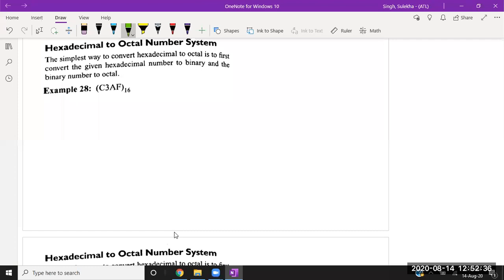Chandan Kumar, incorrect answer. Amardeep Saha, I am not asking about the binary number. Just tell me the octal number. Okay, just tell me the answer in octal.